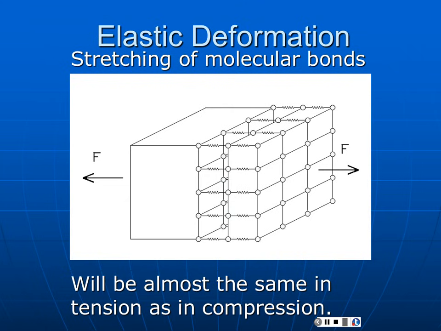Now, elastic deformation is very simple. It is simply the stretching of the bonds between atoms or molecules. And the energy well in which those atoms reside when they're bonded to each other is such that if you compress them together or pull them apart, you have pretty much the same resistance. The aggregate effect of all of these individual bonds being stretched is that you measure a modulus. And the modulus should be the same in tension as it is in compression.